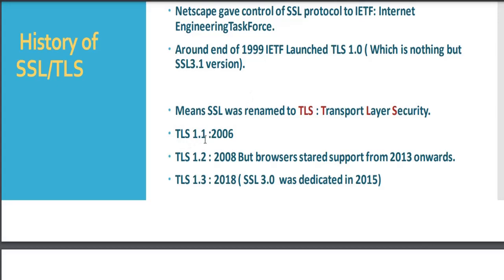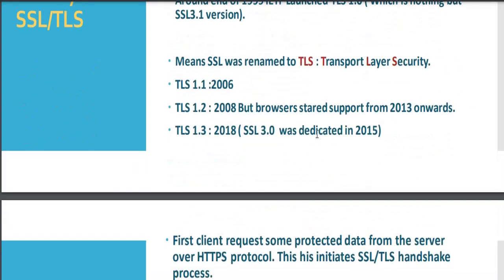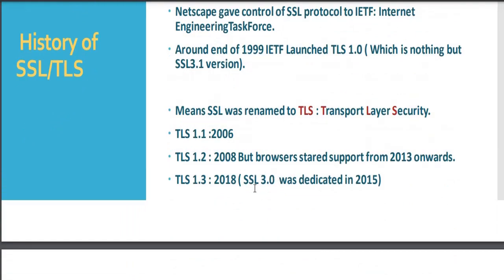Version 1.0 was released in 1999, right? TLS 1.1 was released in 2006. TLS 1.2 was released in 2008. TLS 1.3 was released in 2018. Now some browsers support TLS 1.2 and 1.3 as well. And SSL 3.0 was deprecated in 2015. So this is a spelling mistake on the slide, it should be deprecated, not dedicated.